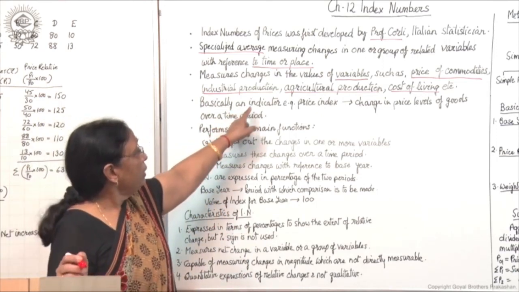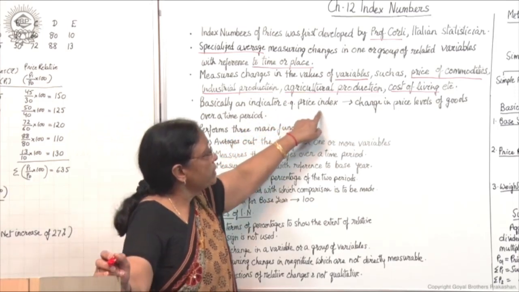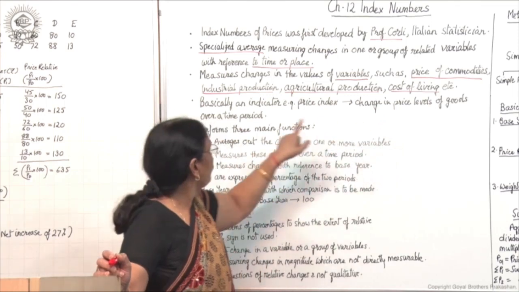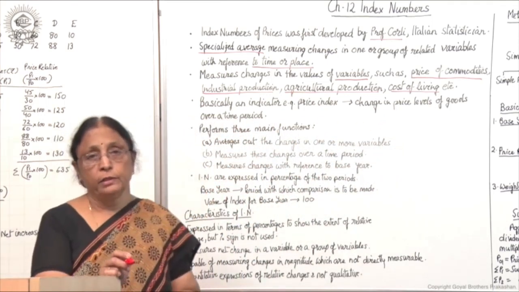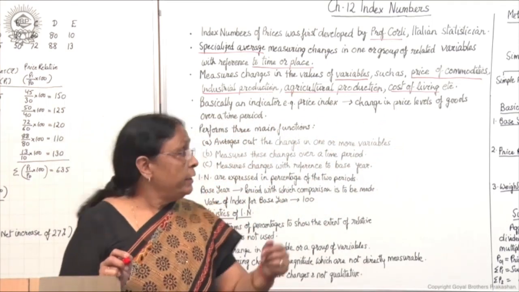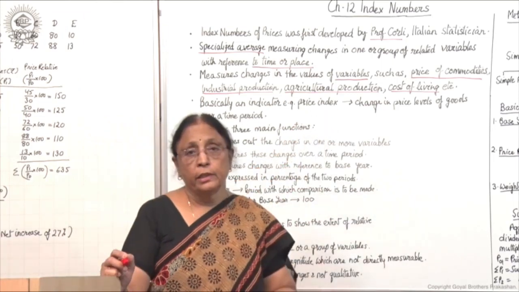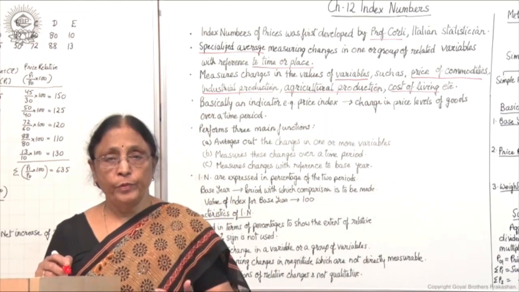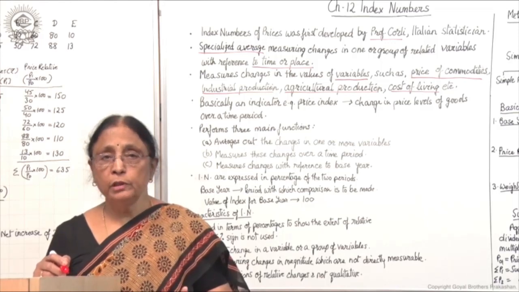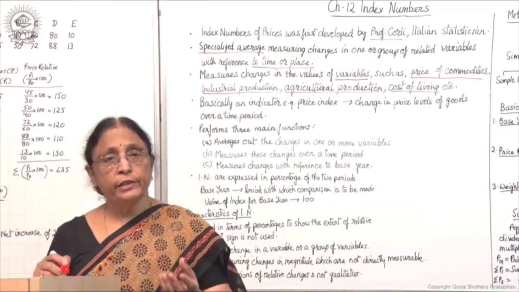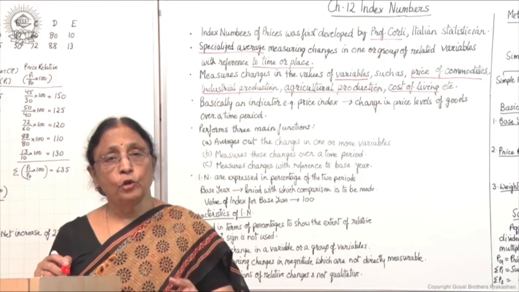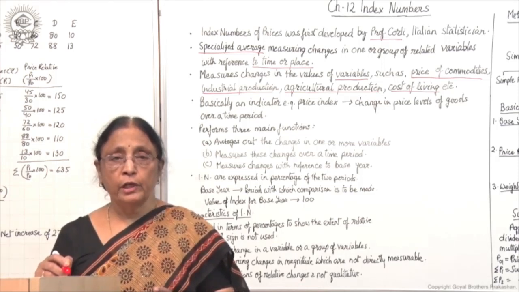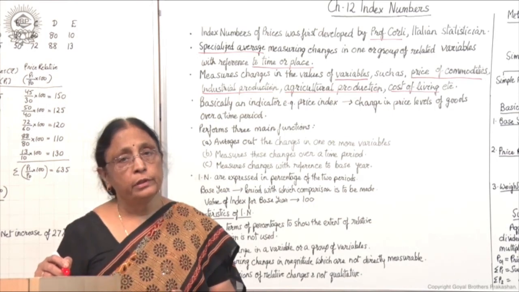For example, a price index indicates what? The change in price levels of goods over a time period, right? Similarly, a cost of living index shows the change in the cost of living of people over a particular time period. So that indicates the economic trend, right, especially with regard to a particular time period.